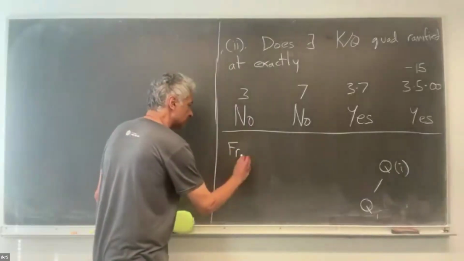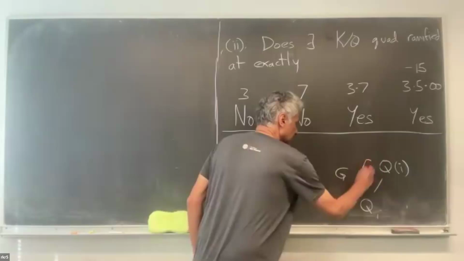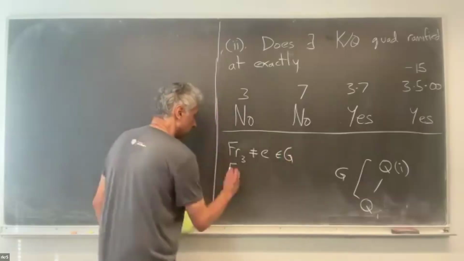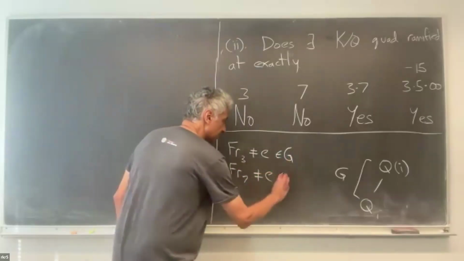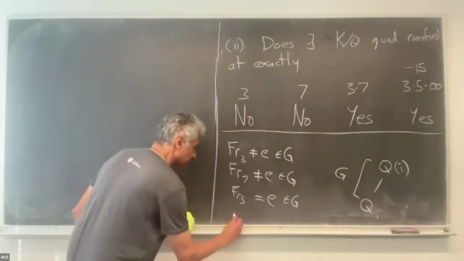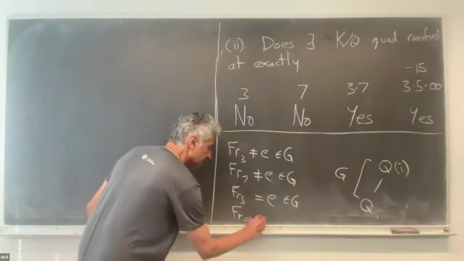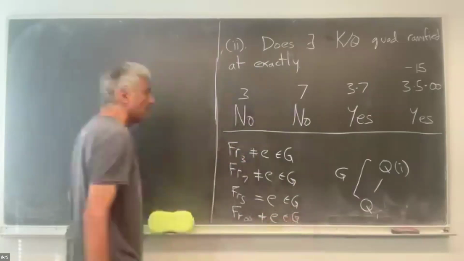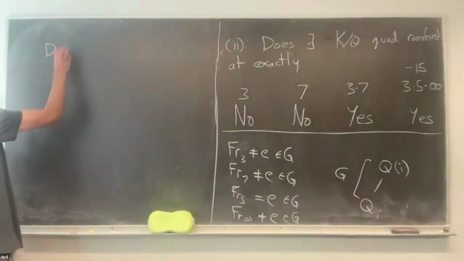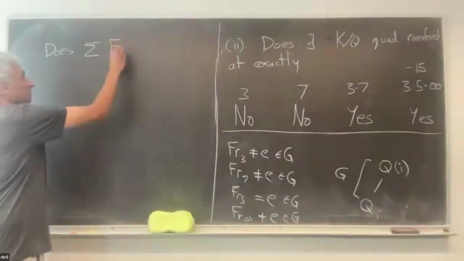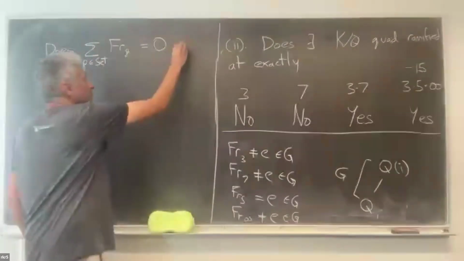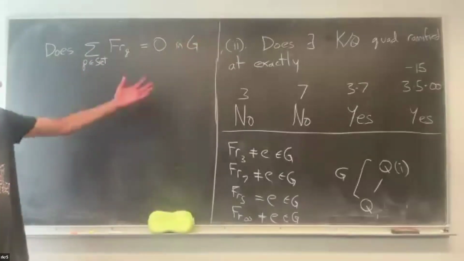So Frobenius at 3, that Galois group element, is not the identity in G. Frobenius at 7 is not the identity in G. Frobenius at 5 is the identity in G. And Frobenius at infinity is not the identity in G. And what I really think is the right way to think about this is: do the sum of the Frobenius elements add up to 0?